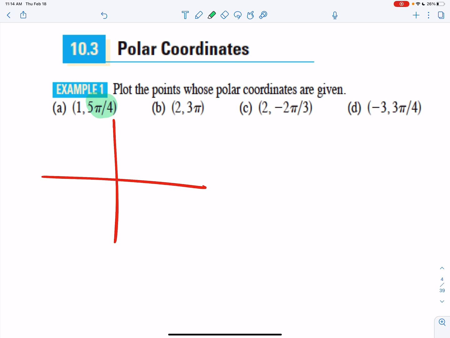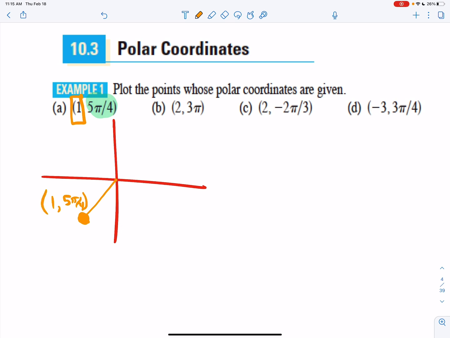5 pi over 4, since 5 is 1 more than the denominator, it's a plus 1. So I know I'm somewhere in the third quadrant. Okay, so I'm somewhere here. All right, so here's what you do. Now you look at your radius. If it's a positive 1, you're going to go 1 unit out. Okay? And all of that is relative, right? Like, how do you know how far out to go? It really doesn't matter. Okay? But just know that you're going to end up right here. So this is 1 comma 5 pi over 4.